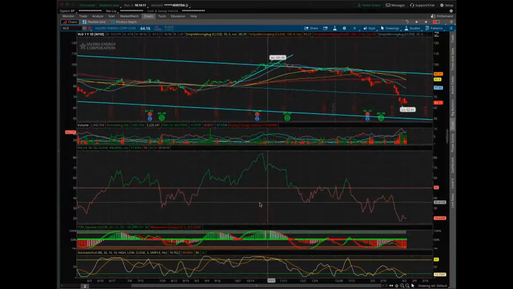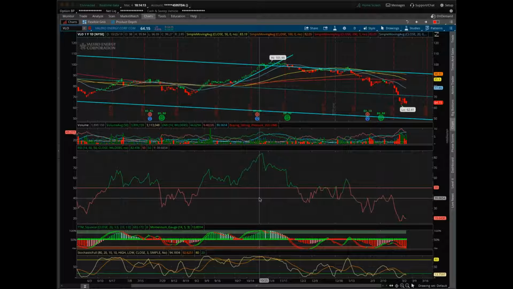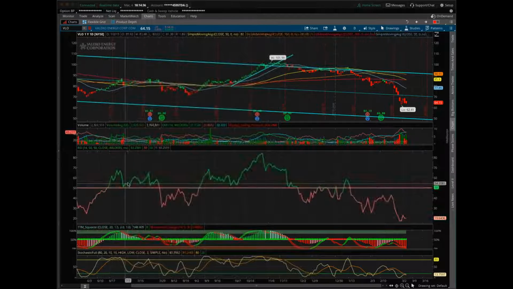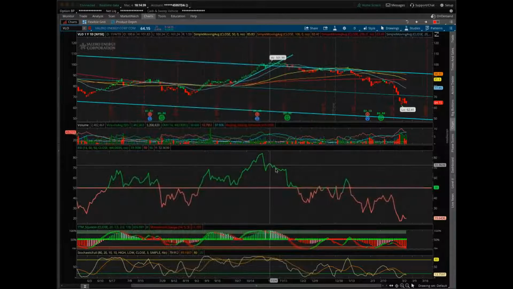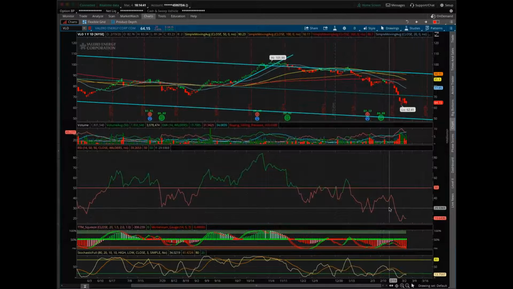Now RSI. RSI above 50 is bullish, below 50 is bearish. That's what you have to know. 50 is your support and your resistance line. You don't have to know about 70 and 30 and all that stuff. You just need to know the 50 line. So above 50, very bullish, below 50, bearish.